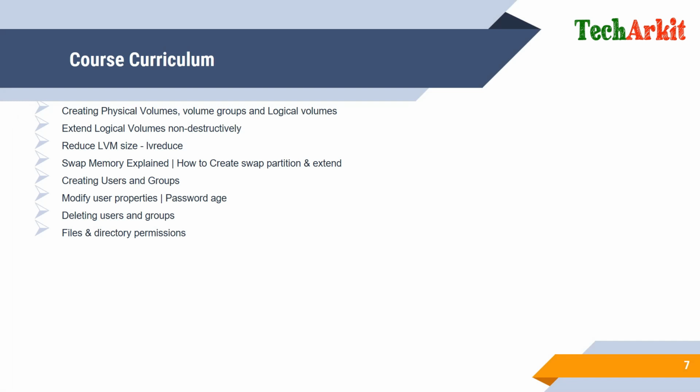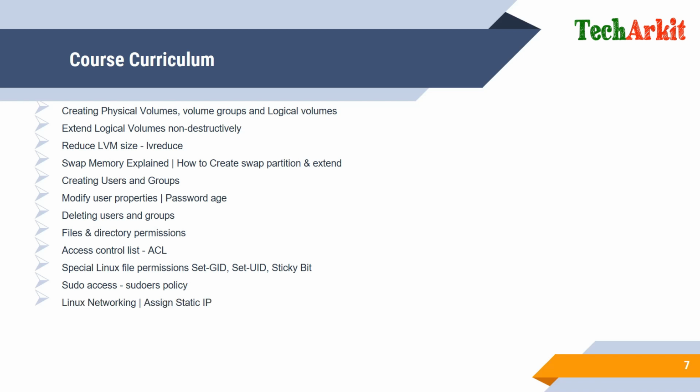So files and directory permissions again. So this is a little bit more deep into the access control list. And special permissions, like how you can set GID, set UID and sticky bit options. Sudo access policies, how you can configure sudo access.